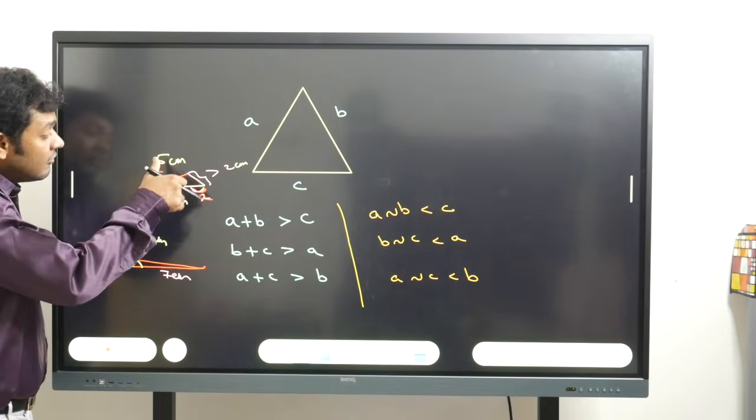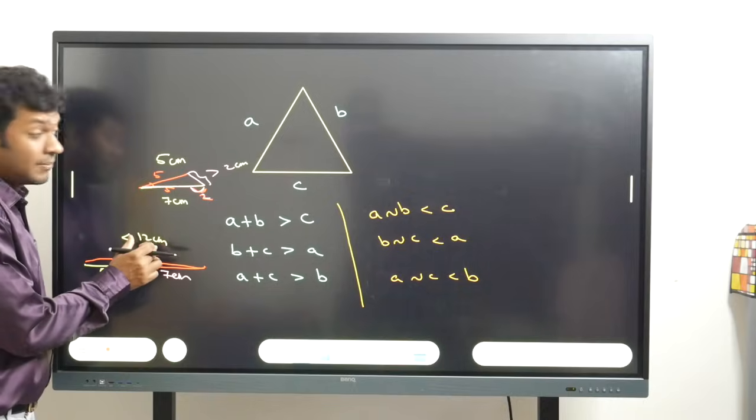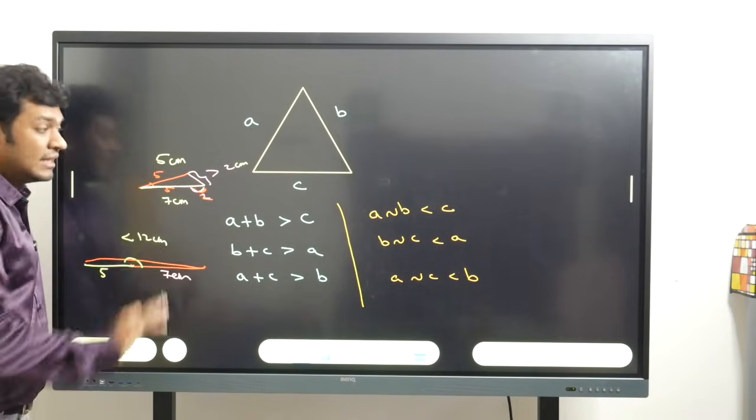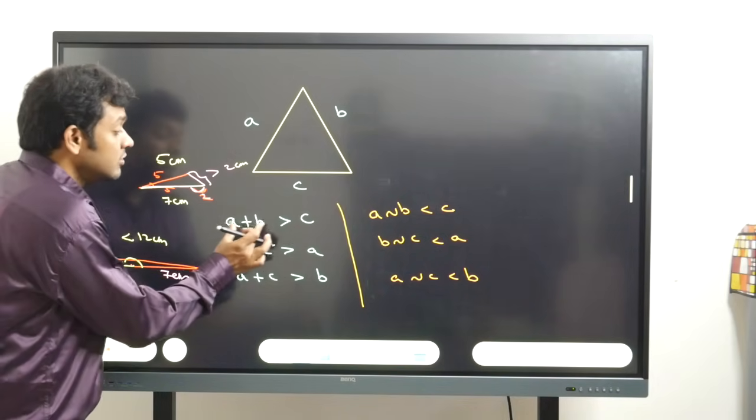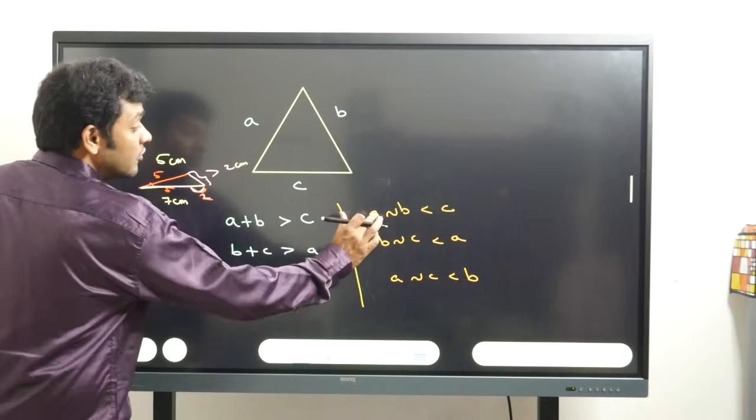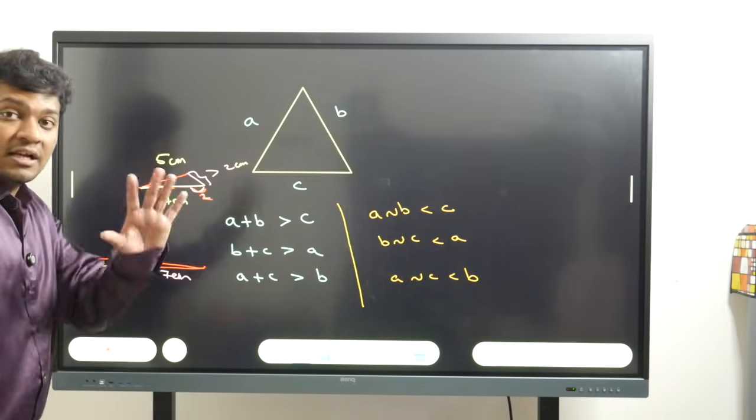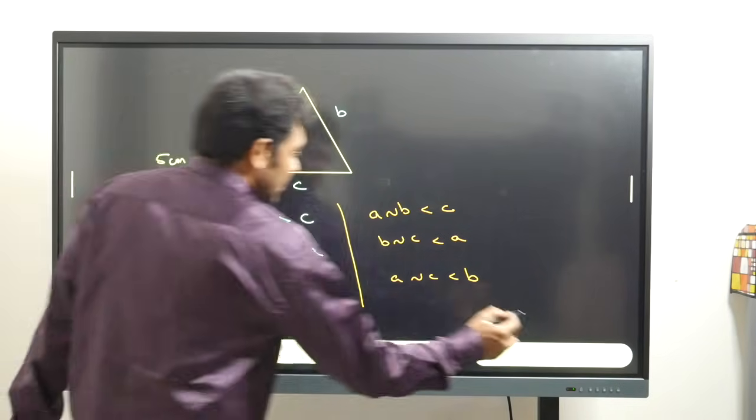That is why the third side is less than the sum and more than the difference. That is why we have the sum of the two sides greater than the third side, and the difference of the two sides less than the third side. Please remember this.